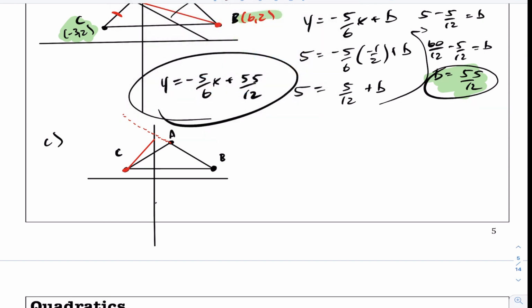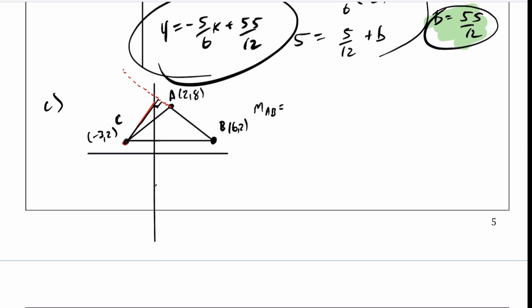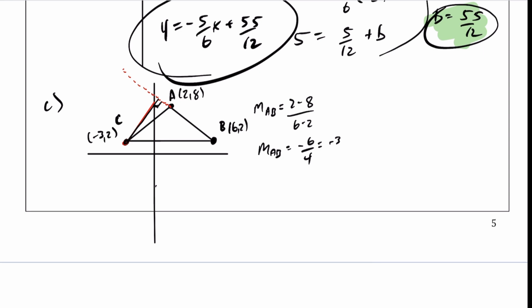So if we go ahead and calculate our equation for this line, I know that my altitude line is going to go from vertex C and hit that opposite side at 90 degrees. In this case, the slope of line segment AB, we know this is the point 2 and 8, this is the point 6, 2, and this is the point negative 3, 2. So if I want to calculate the slope of line segment AB, that's change in y over change in x, and the slope of that line segment is going to be negative 6 over 4, which is negative 3 over 2.